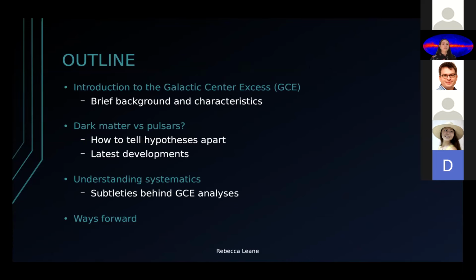So today I'm going to tell you about some of the latest developments in our understanding of what the excess might be, but I'm also going to give you a bit of introductory background as to what the properties of the excess are and what we've come to know about it. I'll tell you about the different hypotheses we have for the excess, how you can tell them apart, what the latest developments are here, and I'll also tell you a bit about systematics and why these are really important for understanding what's happening in these galactic center excess studies. And then towards the end, I'll tell you some ways forward.